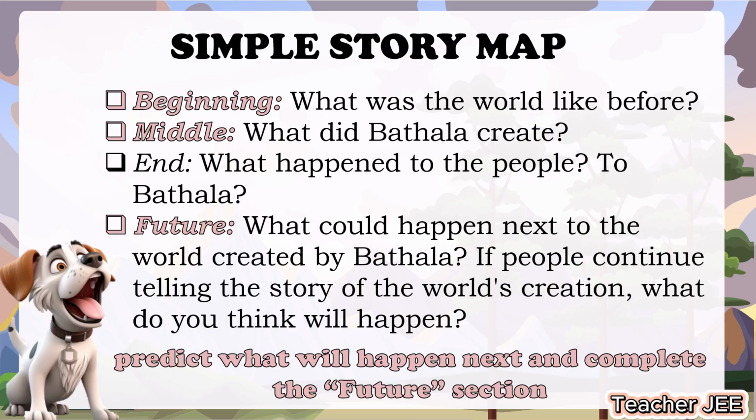Simple story map. We have the beginning. What was the world like before? You can answer this question as your guide in creating the beginning. And in the middle, what did Bathala create? And in the end, what happened to the people and to Bathala? Then for the future, what could happen next to the world created by Bathala?